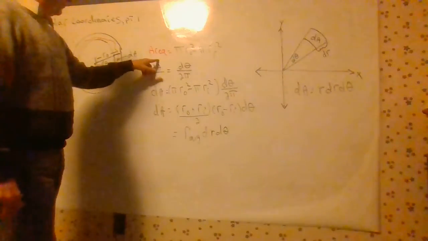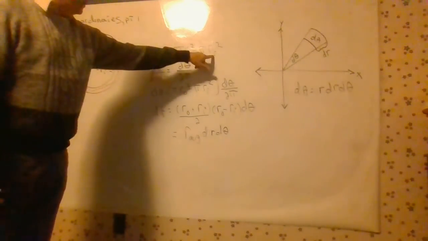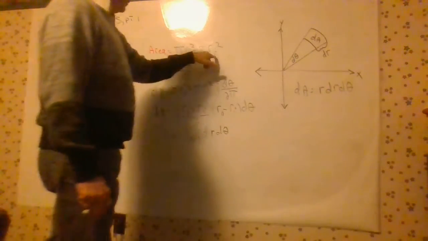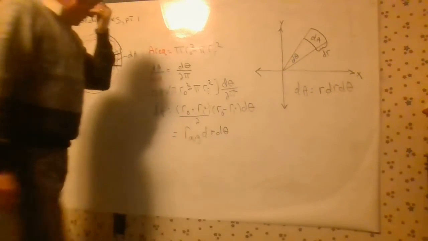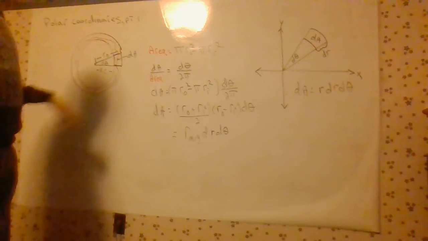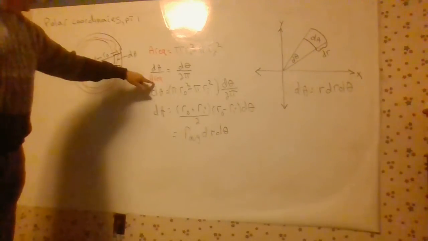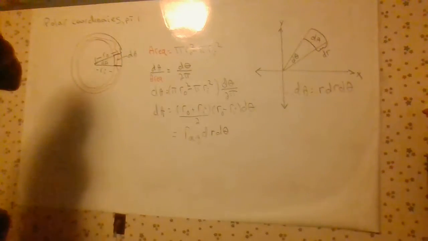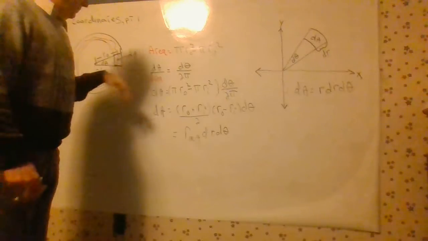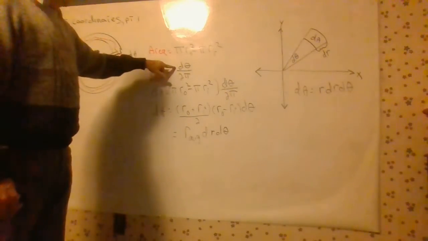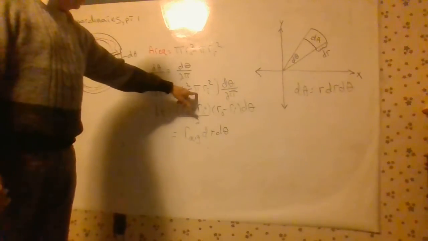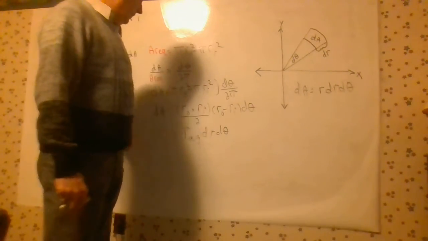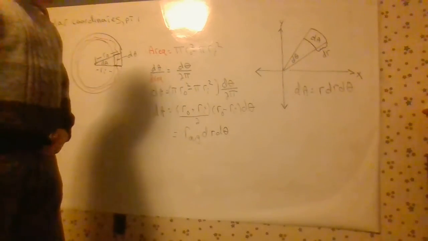Well, the area is going to be the outer area minus the inner area, pi r outer squared minus pi r inner squared. And we can set up a proportion. dA is to the total area as d theta is to 2 pi, the angle of one revolution. Now you can solve for dA, bring Area up here, replace Area with this, times d theta over 2 pi. I skipped a lot of algebra steps here.